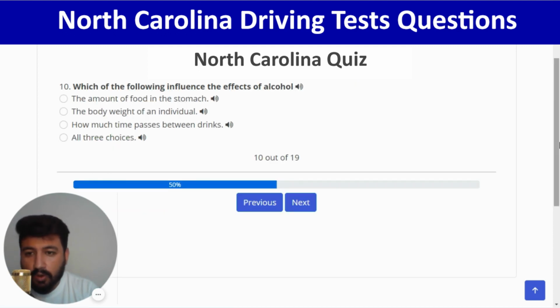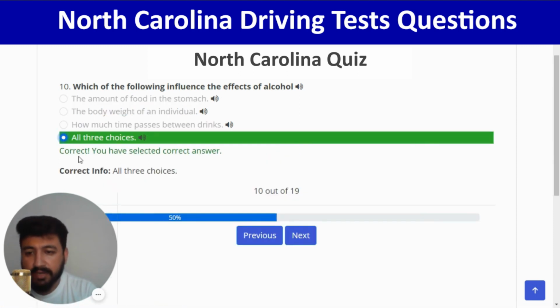The 10th question of quiz number 1 is, which of the following influence the effects of alcohol? The right answer is all three choices. So I'm going to select the last option, which should be the right one.